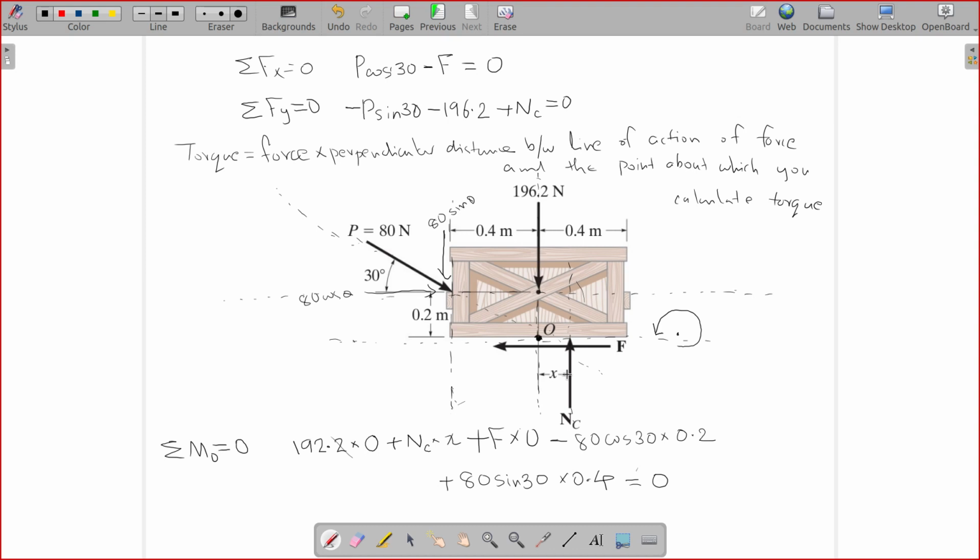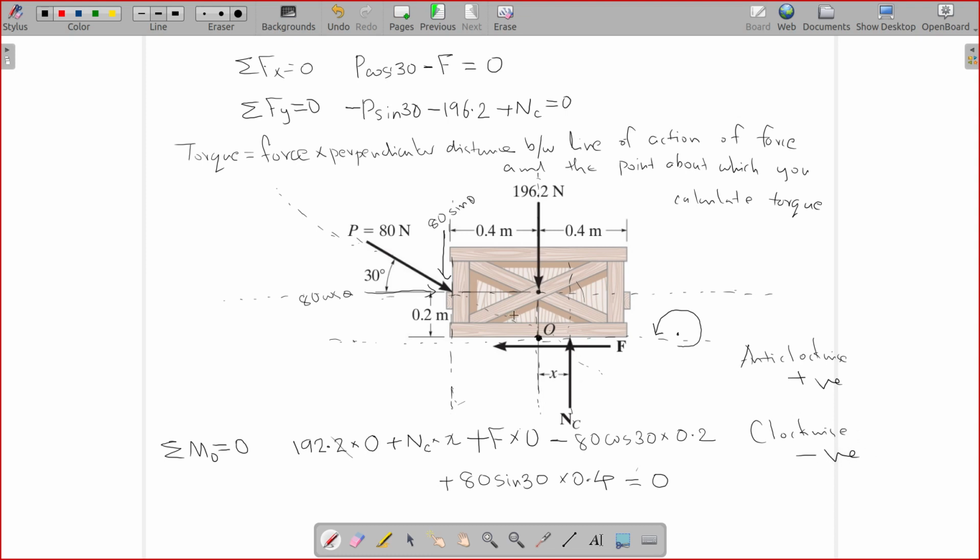Sir, won't the last force be anti-clockwise? Last force means 80 sin theta. Yes, it is anti-clockwise. So then for anti-clockwise it shouldn't be negative. It is positive. Okay, anti-clockwise. I'll write down here. Anti-clockwise will be considered as positive. Clockwise will be considered as negative.